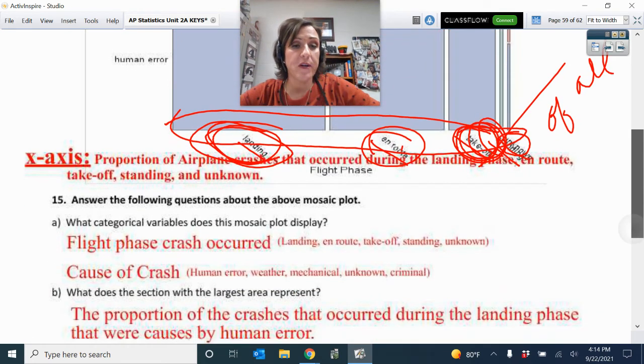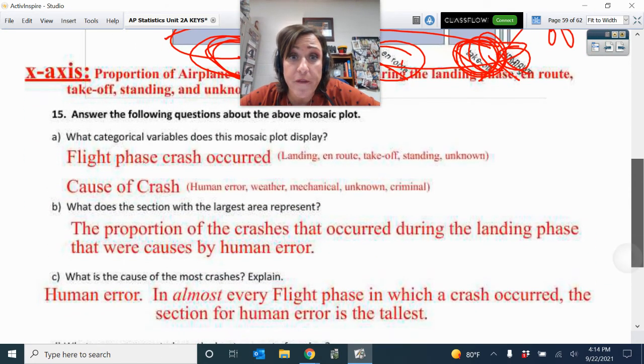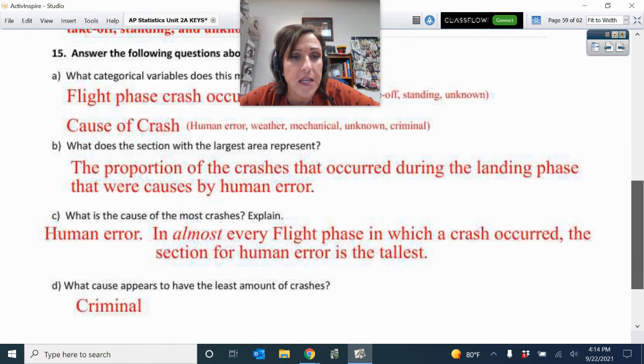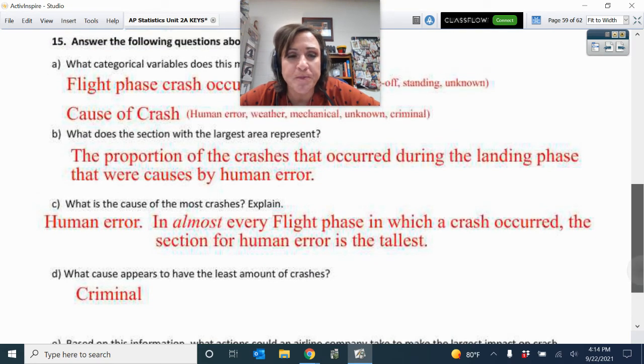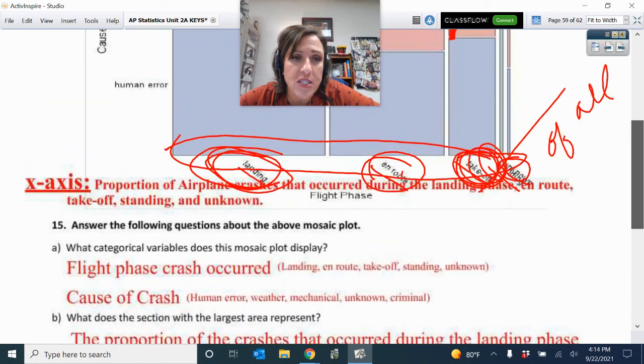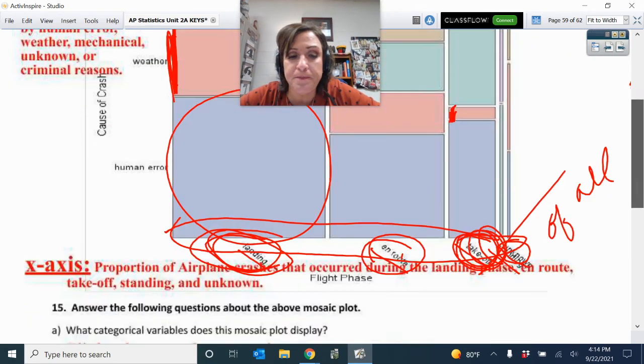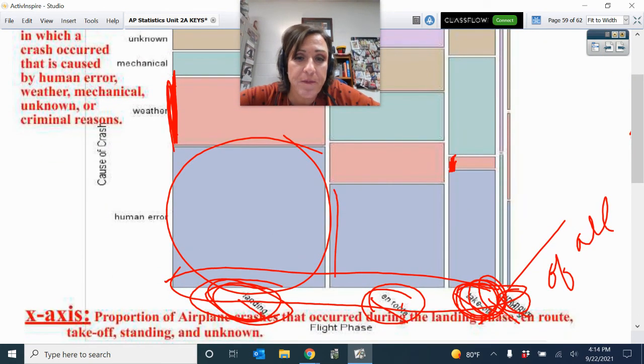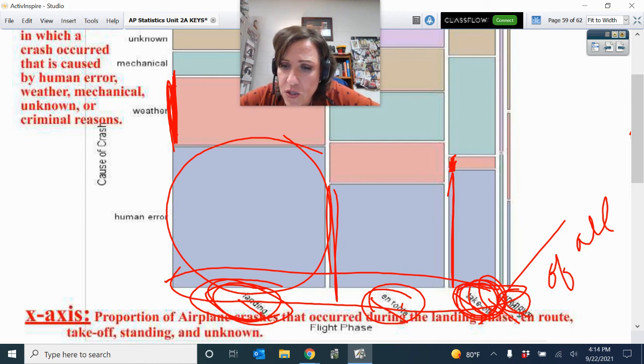Okay, here are the answers real quick for the questions that were asked here. The two categorical variables were the flight phase that the crash occurred in, and the cause of the crash. So the proportion of the crashes during the landing phase that were caused by human error is the largest section. And what is the cause of the most crashes? Of course, that's human error, because in almost every flight phase, the blue is larger than any other cause. I think the standing one is the only one where that's not the case.